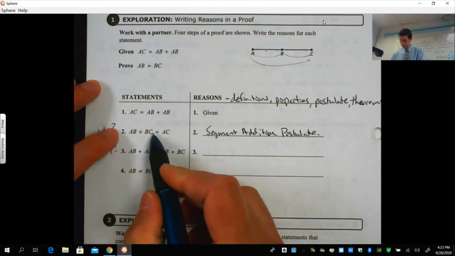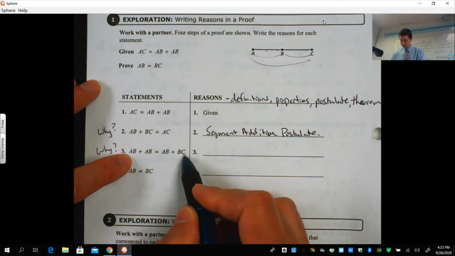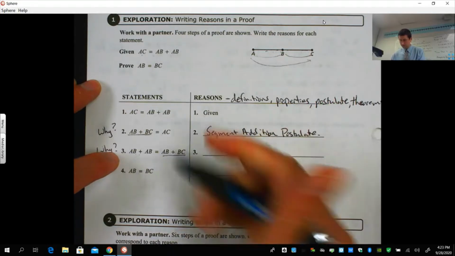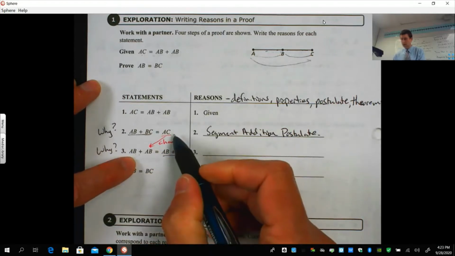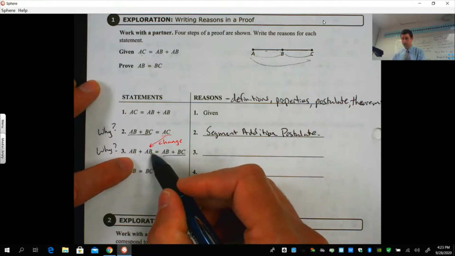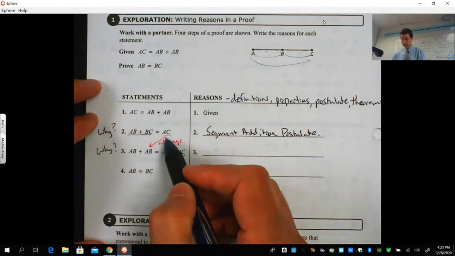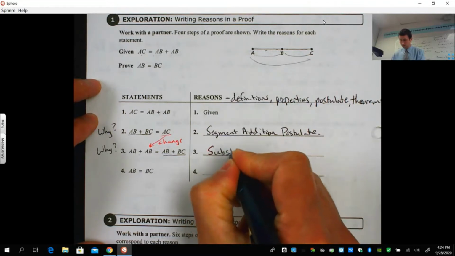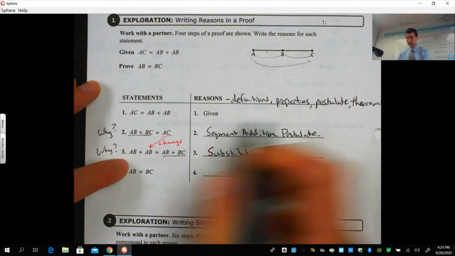I look at step number 2, and it looks like AB plus AB equals AB plus BC. So this part is the same as this part right here. It looks like this part has changed. So there's a change there. Why could we make this change? Why does AC equal AB plus AB? Well, that's because of our given. When two things are equal, you can substitute one for the other. So this will be our substitution property. When two things are equal, you can substitute one for the other. So the substitution property is the reason why we can do this step.